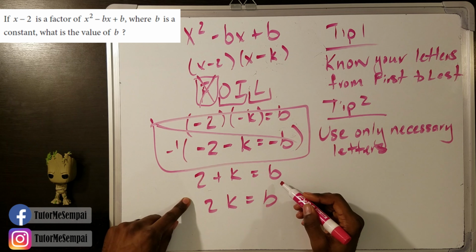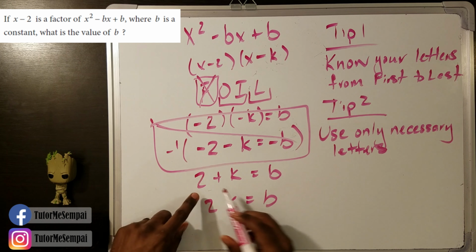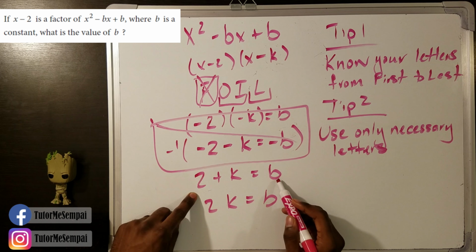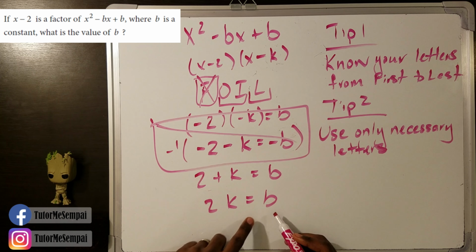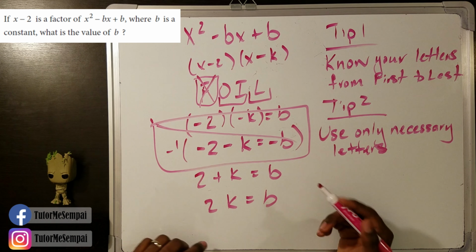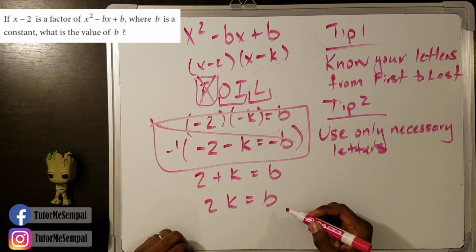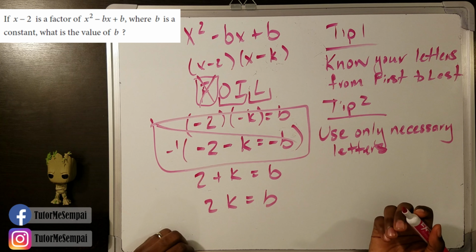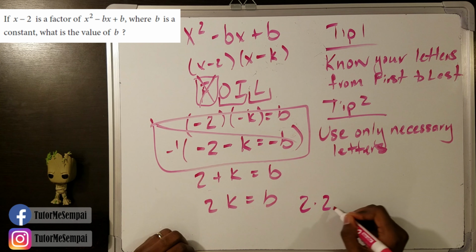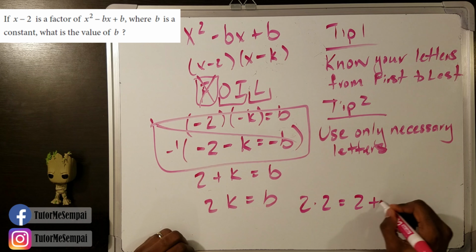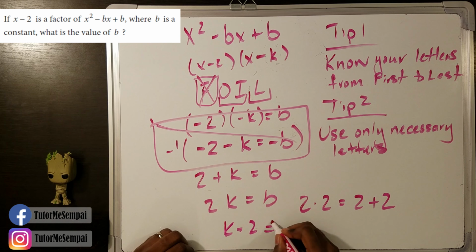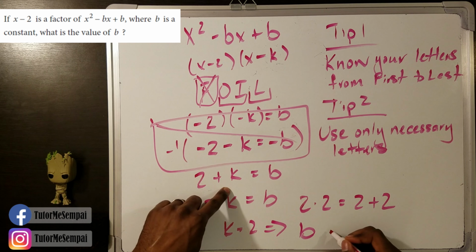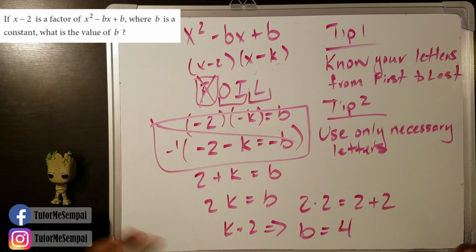What do you see here that stands out to you? Well, you have 2 plus a constant equals b, and 2 times that same constant equals that same b. What constant times 2 gives you the same thing whether you add it or multiply it? Well, that's going to be 2, right? 2 times 2 equals the same as 2 plus 2. So we know that k is going to be 2. Therefore, we know that b is going to be 4. Our answer for this question is 4.